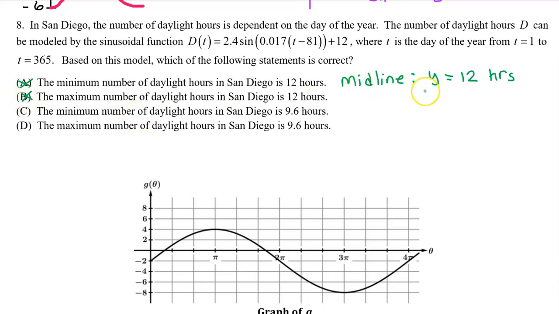If the midline or average number of daylight hours is 12, then the maximum number of daylight hours can't be 9.6, so option D is out. We can see that the answer is C, which makes sense because the minimum number of daylight hours should be 2.4 hours less than the average number. 2.4 is the amplitude, and the minimum number of hours should be the midline minus the amplitude, which is 9.6.